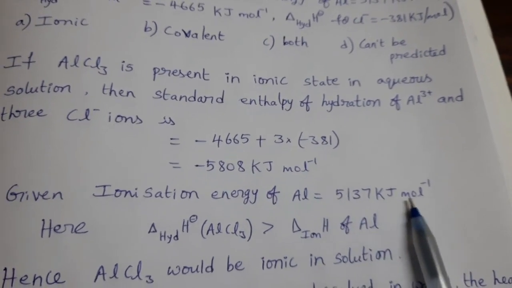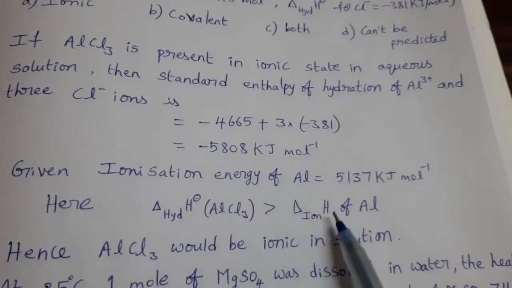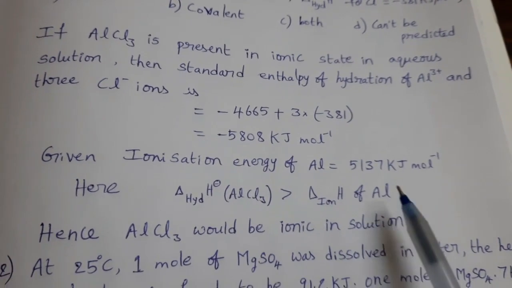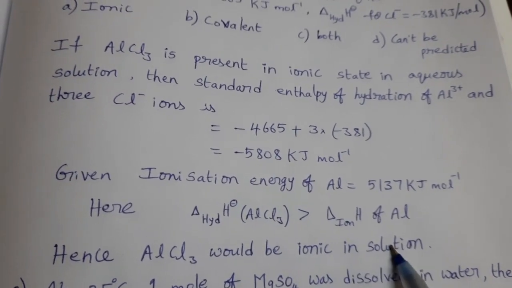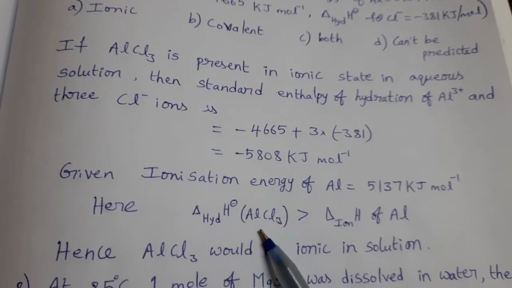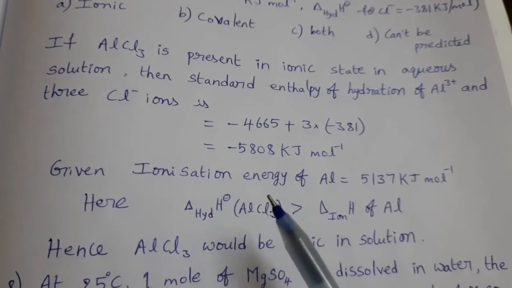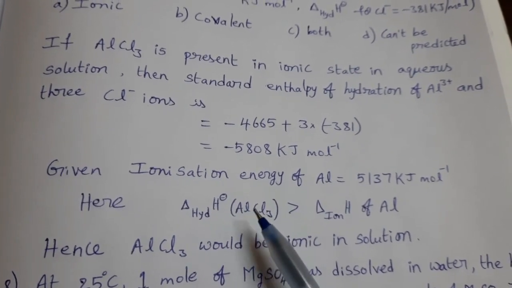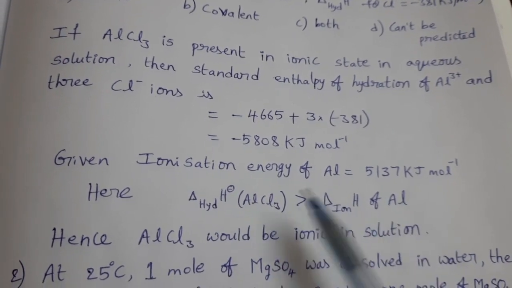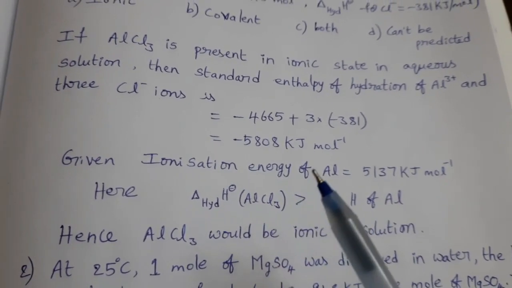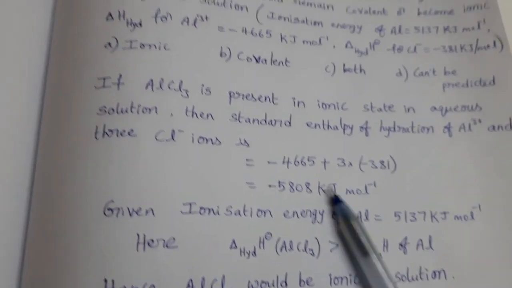Now given ionization energy of aluminium, how much? 5137 kilojoule per mole. Here hydration enthalpy of AlCl3 is greater than ionization energy of aluminium. Hence, AlCl3 would be ionic in nature. That means after formation of Al3 plus and Cl minus ions, those ions are surrounded by water molecules and more energy is released than the ionization energy of aluminium. That's why these ions remain in ionic form in aqueous solution. So the answer is option A.